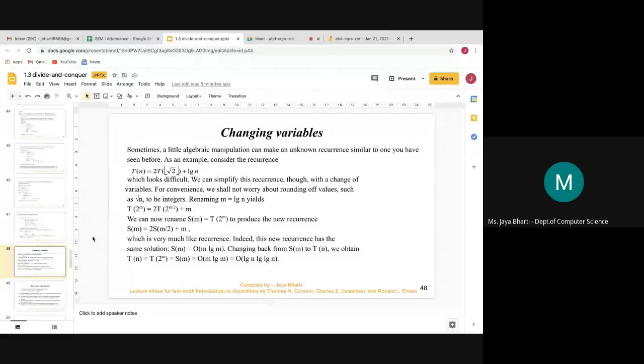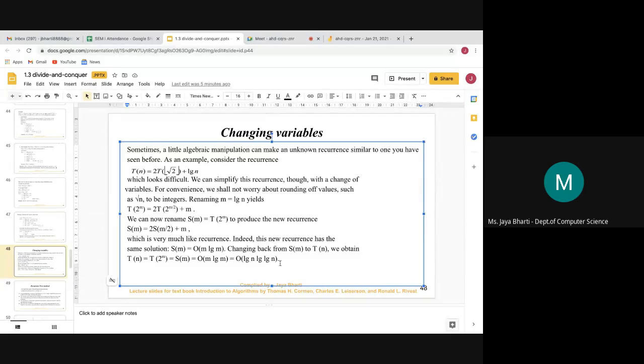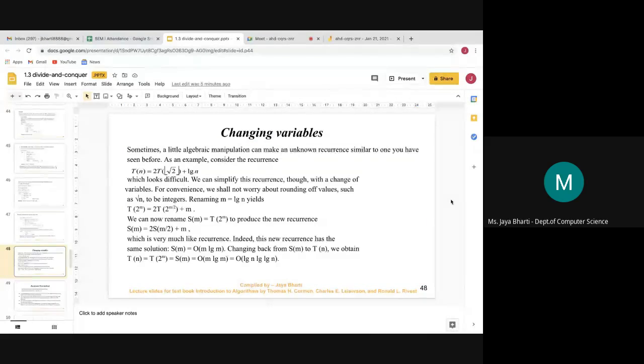I will show you the examples in the next class. We will see multiple examples from the first method, second method and third method. So in that way the change of variables works. You need to substitute the values and use the renaming convention, then you will get the solution to the recurrence.